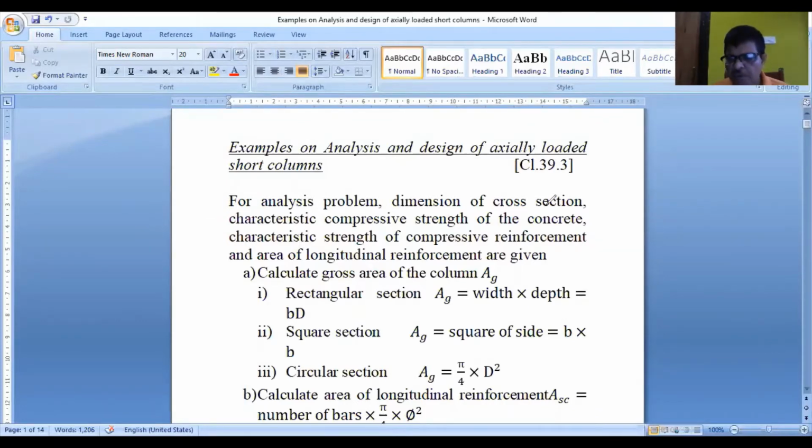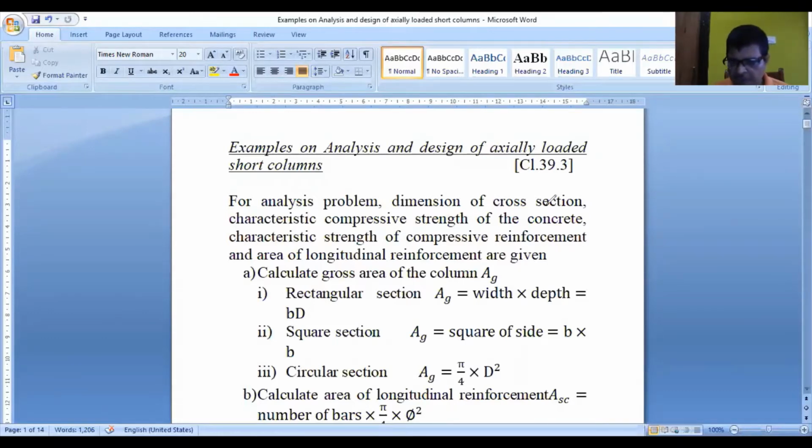Now, there are two kinds of problems that will come: the analysis problem and the design problem. In an analysis problem, we have to find the load carrying capacity of the column, whereas in design problems, you have to fix the dimension of the section and the reinforcement required for this section.